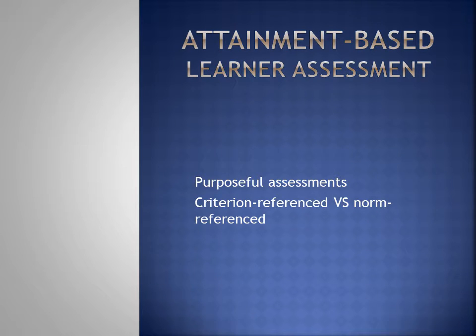Attainment-based learner assessment. The purposes of assessment in attainment-based instruction are to check learners' understanding, identify learning deficiencies, and make sure learners reach a high enough level of mastery on the topic before moving on. Criterion referenced assessment is the most appropriate in this case versus norm referenced.